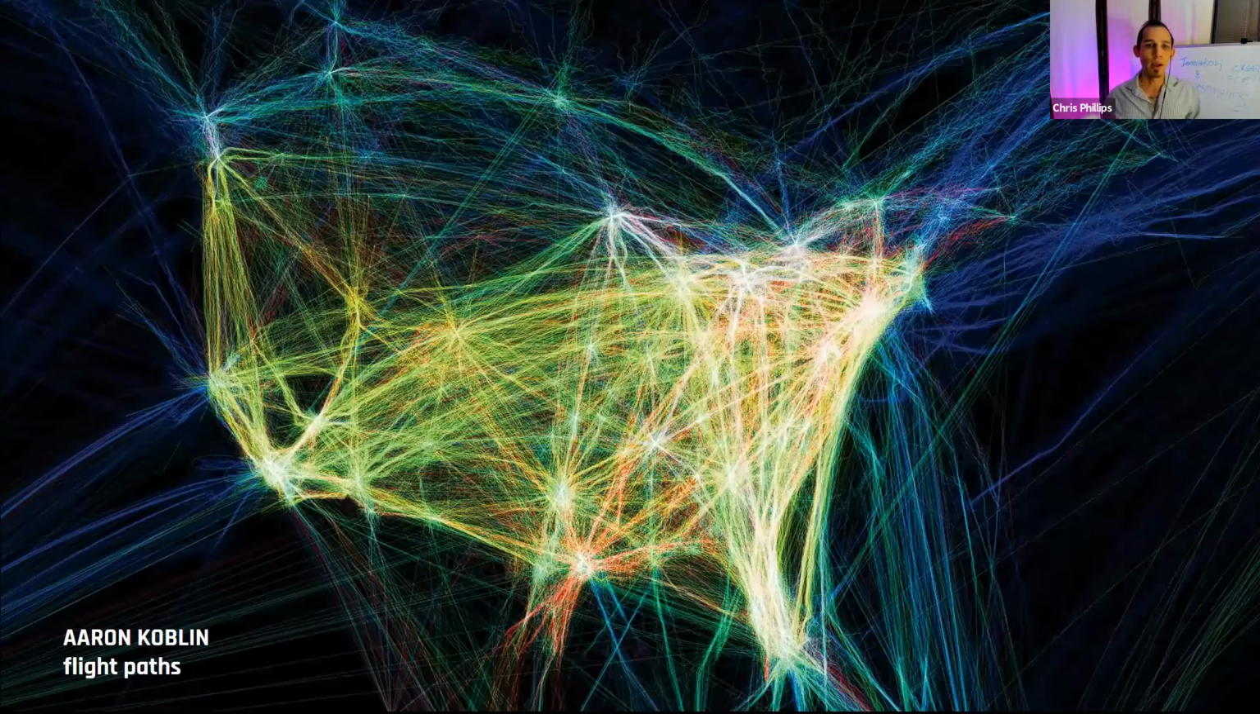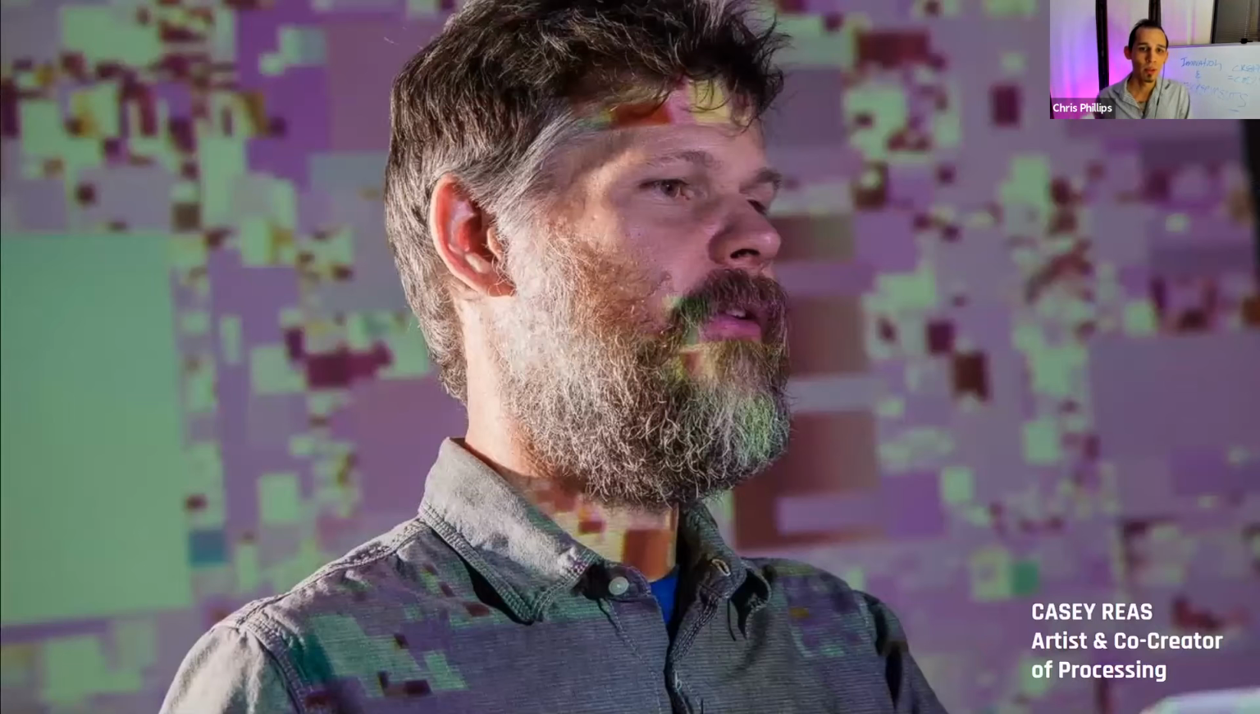This work right here by an artist, Aaron Koblin, was the first image that really just blew my mind as far as what I could see was possible with code and art. This is an image of the United States generated purely off flight path data alone. So he's able to take something boring like just a bunch of data points and turn it into something visual and beautiful for the common person to just look at and understand and enjoy. And this would be impossible without code.